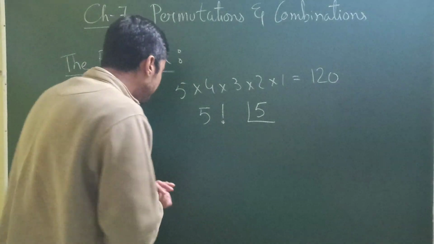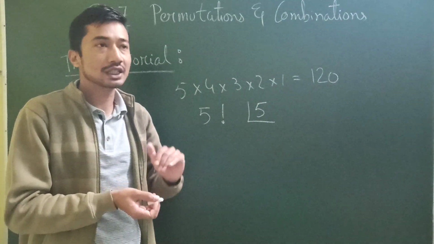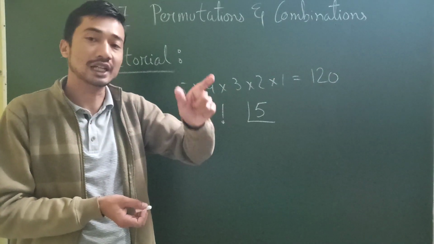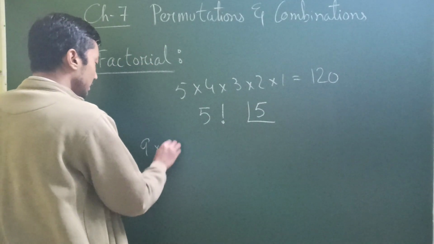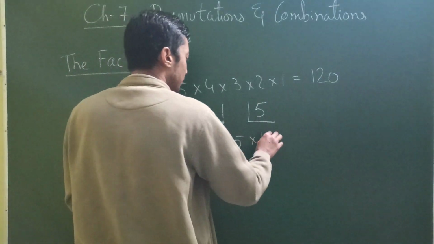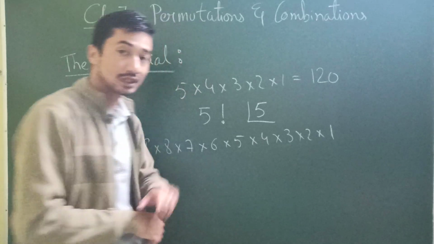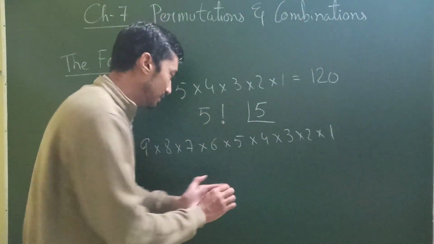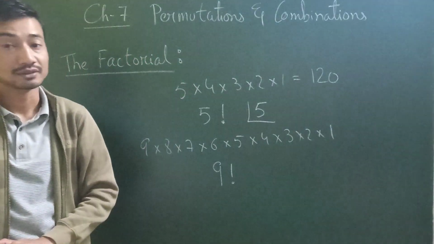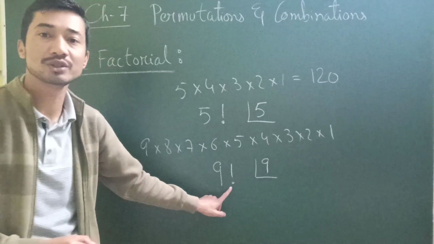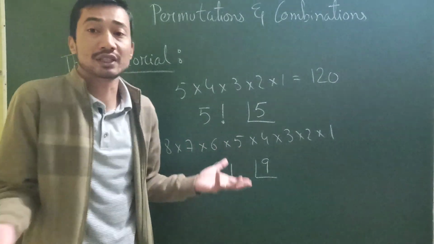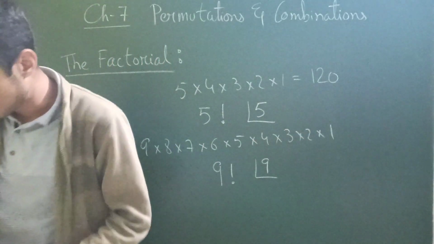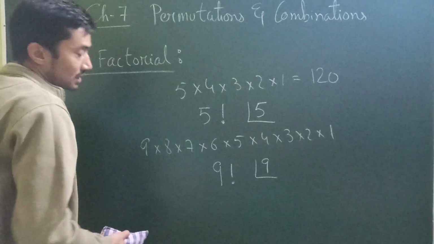Very simple concept. Once again, let's write down the continued product of 9 till its last natural number. So that's going to be 9, 8, 7, 6, 5, 4, 3, 2, 1, till the last natural number. That, in a more compact form, can be just written as 9 factorial. Generally we use this notation, 9 factorial. And that is what factorial is all about. So factorial is just writing down the continued product of a positive integer till its last natural number.